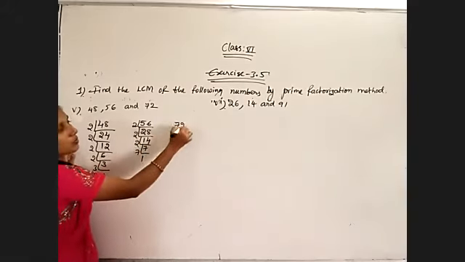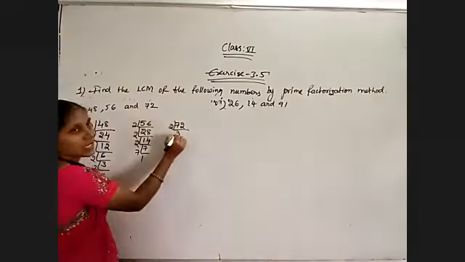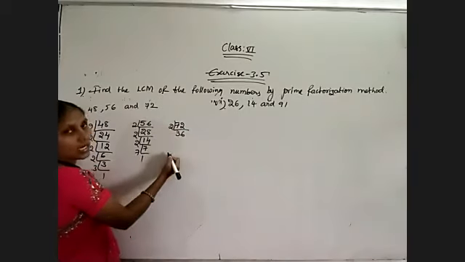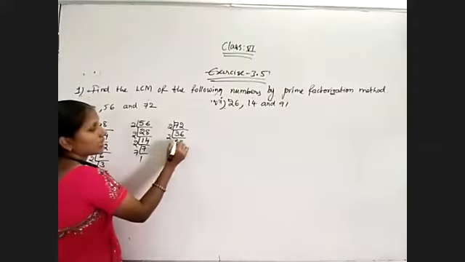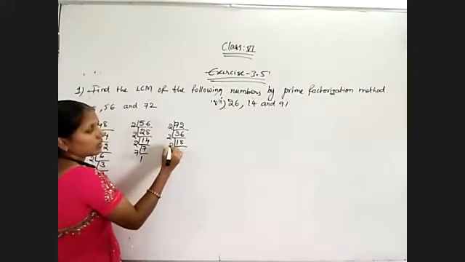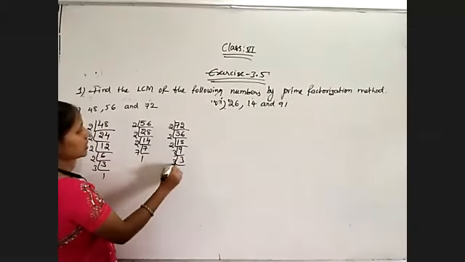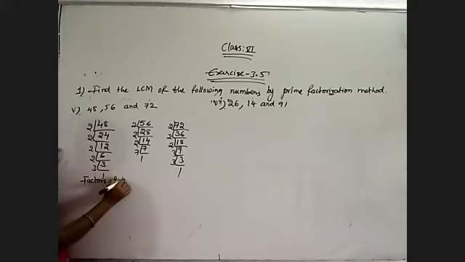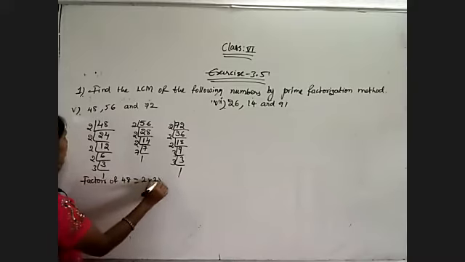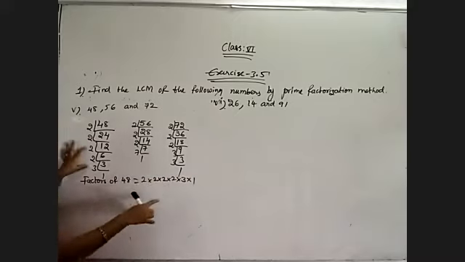Coming to 72. Because 2 is here, 2 3s are 6, 2 6s are 12. 2 8s are 16. 2 9s are 18, 3 3s are 9, 3 1s are 3. That's all. Now write down the factorization. The factors of 48 are 2 into 2 into 2 into 2 into 3 into 1. 4 times 2 is repeated, and 3 into 1.